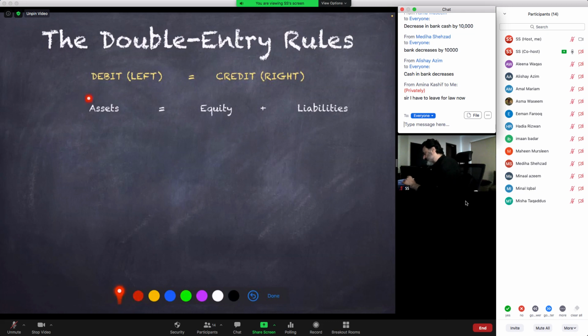The left hand side of this equation is what we call the debit side, or left side. We don't use the terms left and right, but debit side means the left side of the equation, and credit side is the right side of the equation.